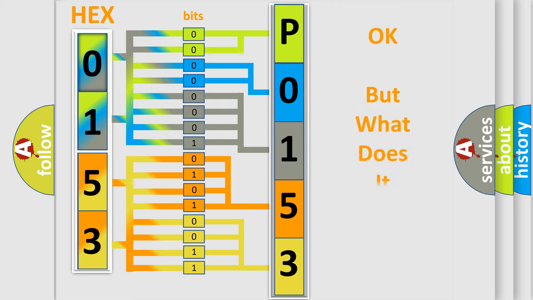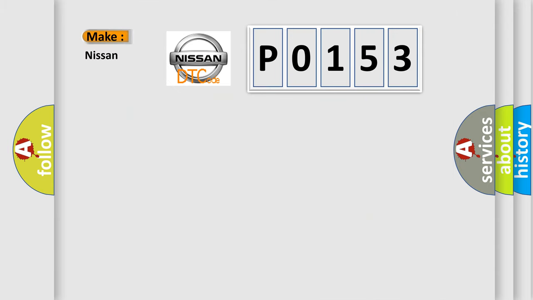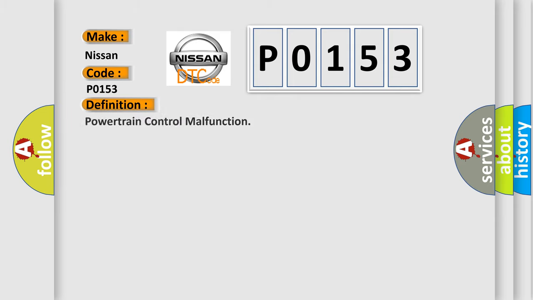The number itself does not make sense to us if we cannot assign information to what it actually expresses. So, what does the Diagnostic Trouble Code P0153 interpret specifically for Nissan? The basic definition is powertrain control malfunction. And now this is a short description of this DTC code.